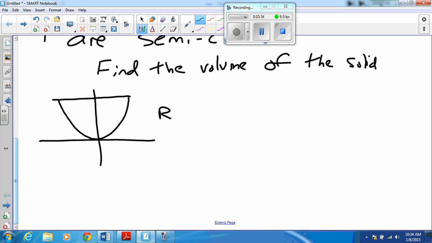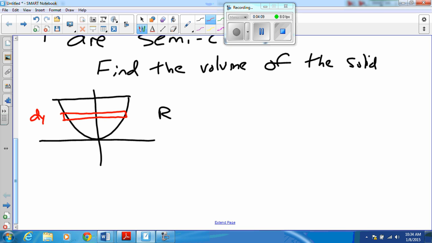Here's the region R that defines our base. And now what we're told is that the cross-sections perpendicular to the y-axis are semicircles. And we are going to go ahead and draw for ourselves a representative cross-section. When we draw the representative cross-section, we see that it has a height of dy, so we are committed to using y's for our volume finding.